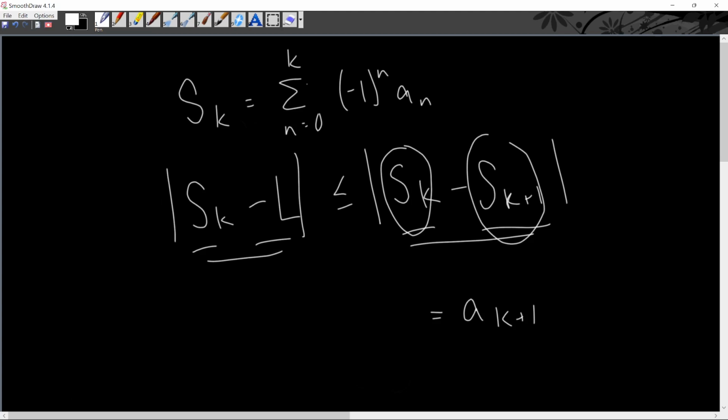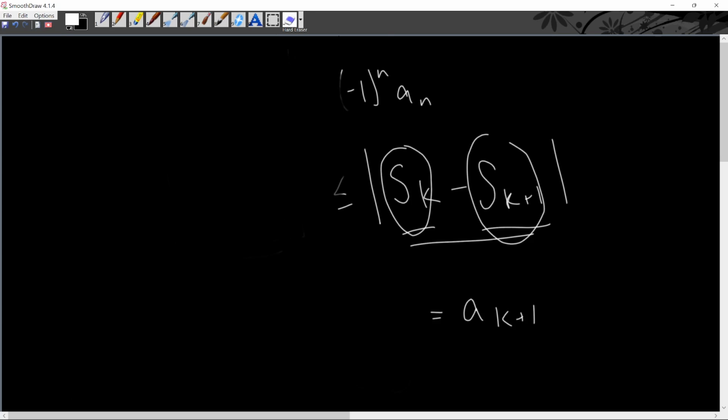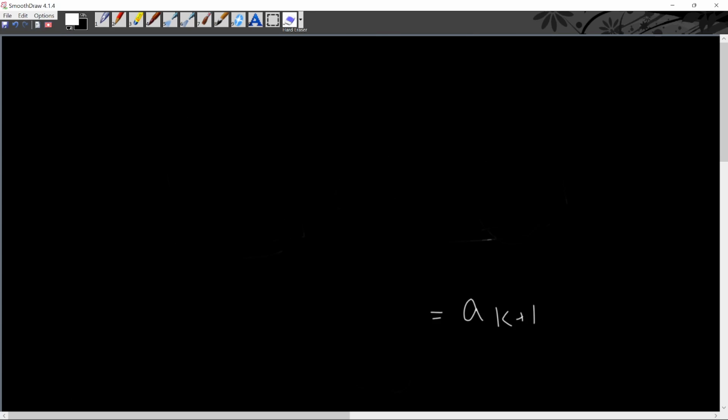So this proof is also relatively short. It is another odd-even proof, so I'm not super familiar with it, but if you think about it, it makes sense, you know? At least s sub k minus s sub k plus 1 is equal to a sub k plus 1. That makes sense. But the s sub k minus L, that's a little bit of an abstract concept, but it's just the distance between the sum value that you've calculated and the actual limit value.